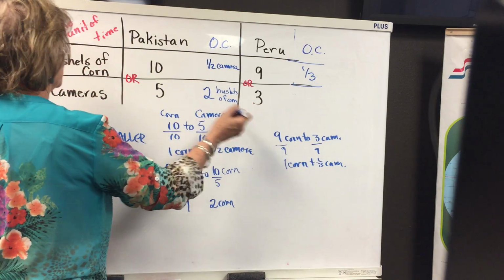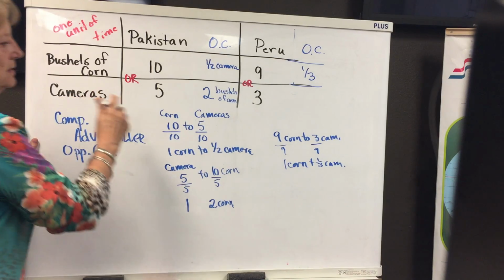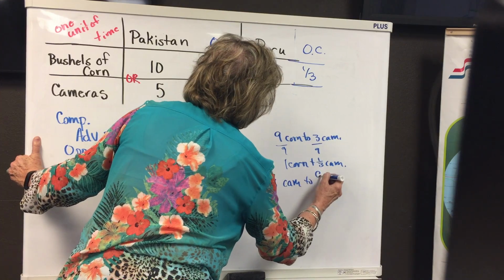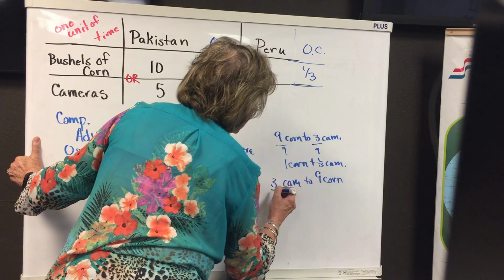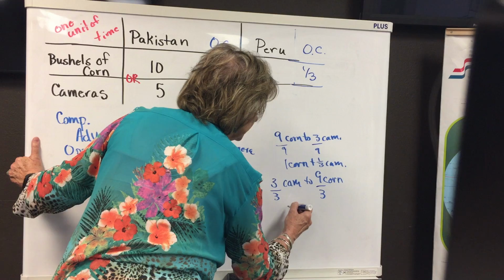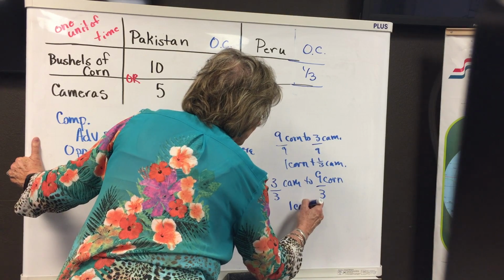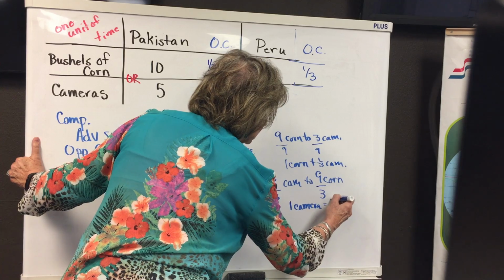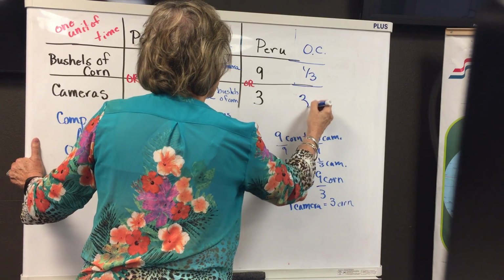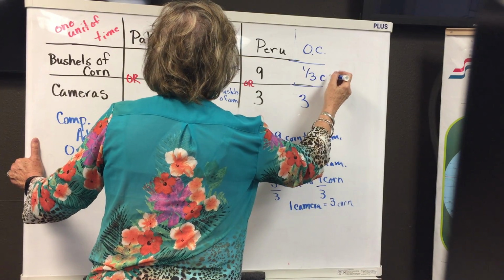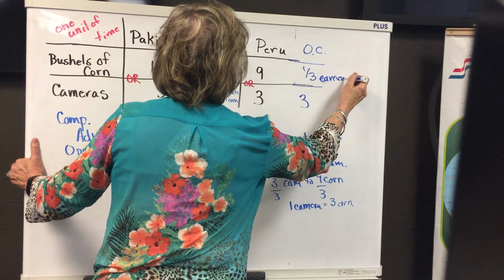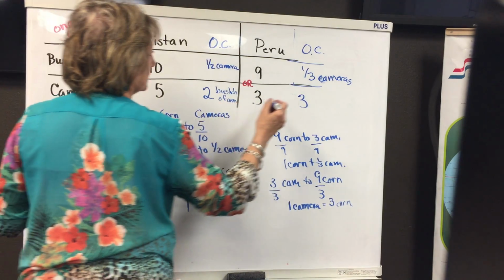We're going to take 3 cameras to 9 bushels of corn. We need to know what 1 camera is, so we divide by 3. 1 camera is equal to 3 bushels of corn. So we're going to put a 3 right here. These are cameras, I'm sorry. This row is cameras, and this row is bushels of corn.